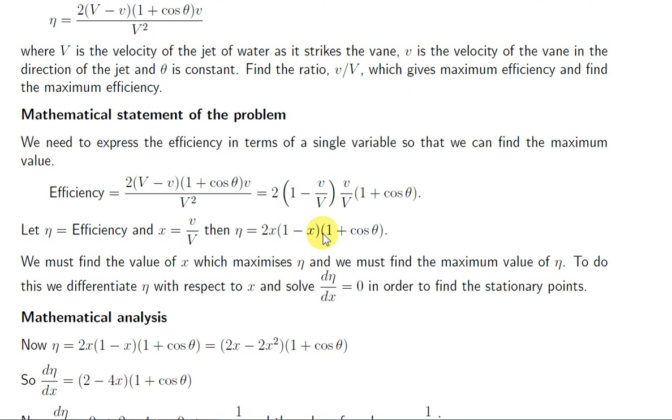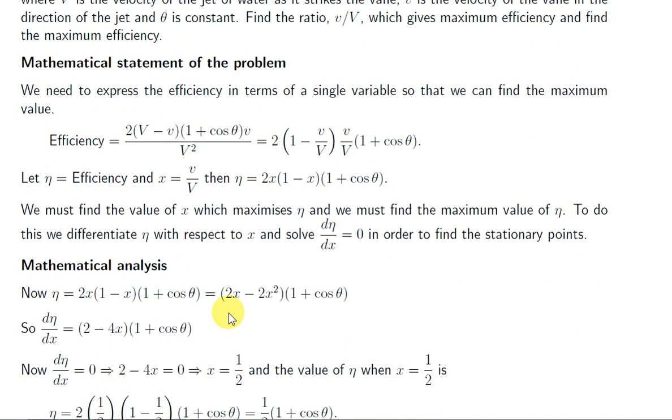Now we could use the product rule for differentiation here, but it's easier just to multiply this out. The 1 plus cos theta is just a constant. So straightforward derivative here of 2x minus 2x squared, and we're just multiplying by the constant 1 plus cos theta. So we set this equal to 0, and we solve.